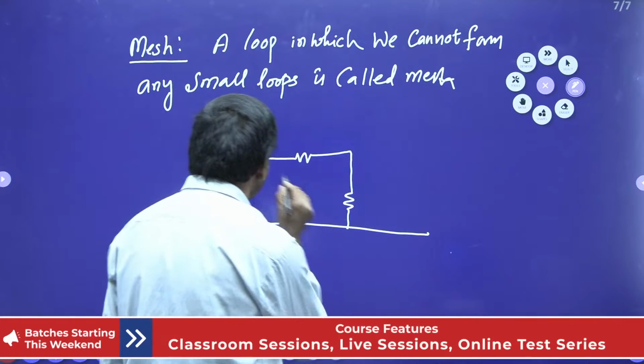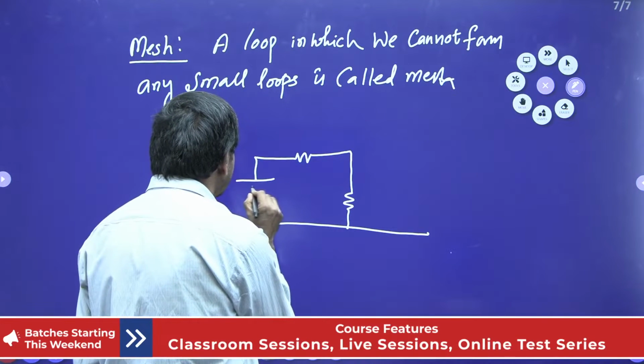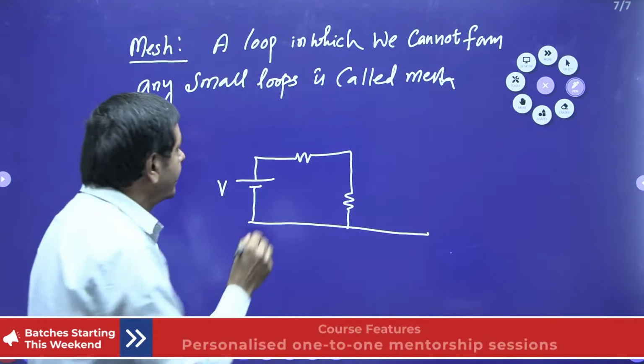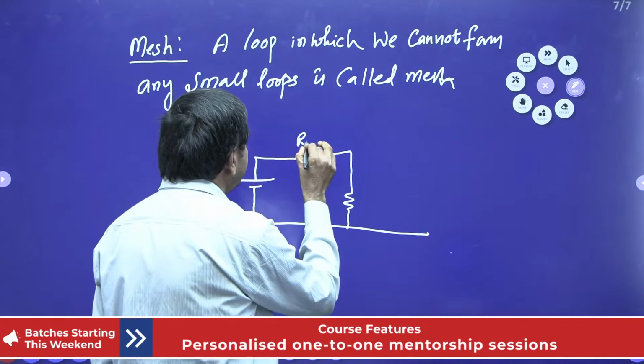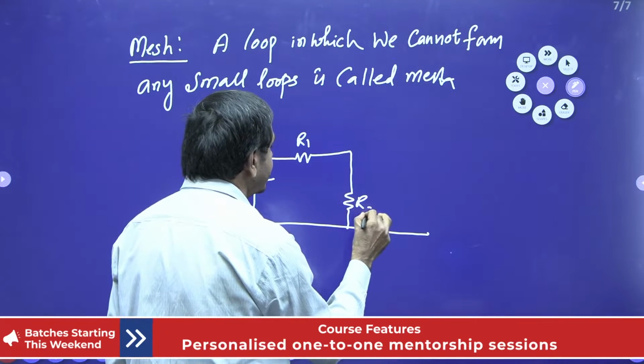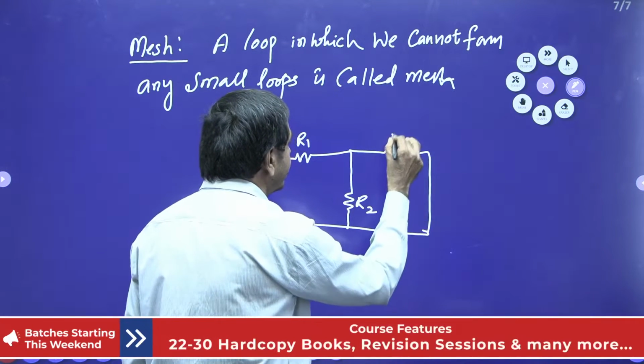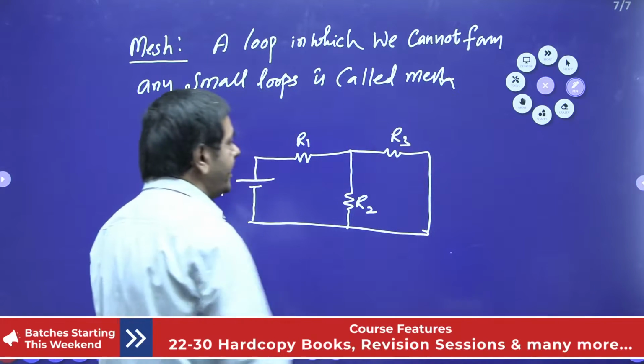I connected like this. Here it is connected with a source B. And I connected one resistance R1 here. I connected this R2, for example. This I connected with resistance R3. In such a way the connection is made.